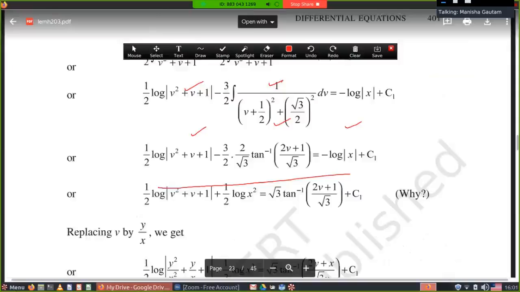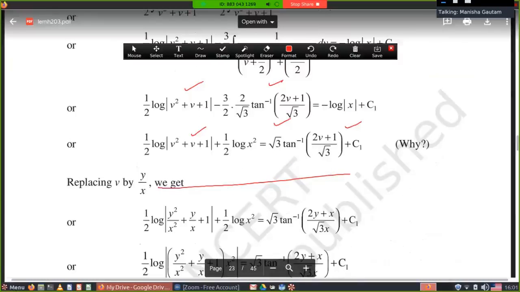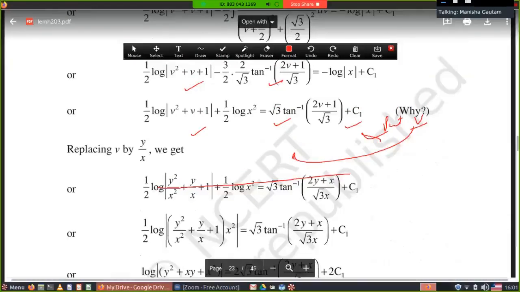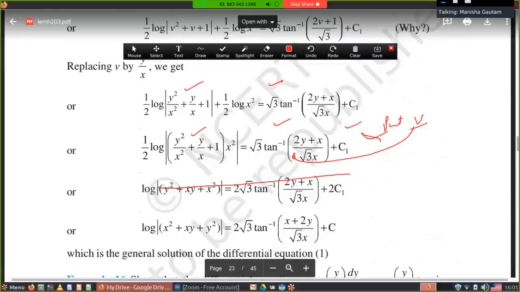After integrating, you can write the answer up to this, or put the value of v here in the equation. That will be the answer. In the next steps, the solution is just simplification. After putting the value of v, y upon x, you can write the answer up to this. No need to solve further. If you can simplify by applying the log formula, then you can do it, no problem.